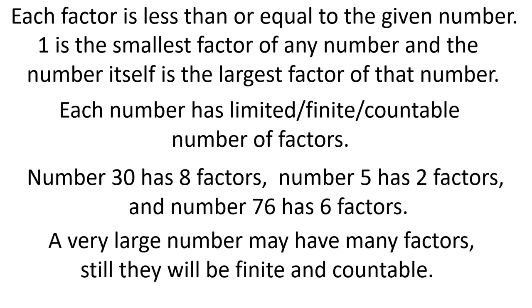And each number has a limited, finite, countable number of factors. We have seen already that the factors were limited. After taking factors, the list stopped after a while. So number 30, for example, has 8 factors, number 5 has 2 factors, and number 76 has 6 factors. A very large number may have many factors, but still they will be finite and countable.